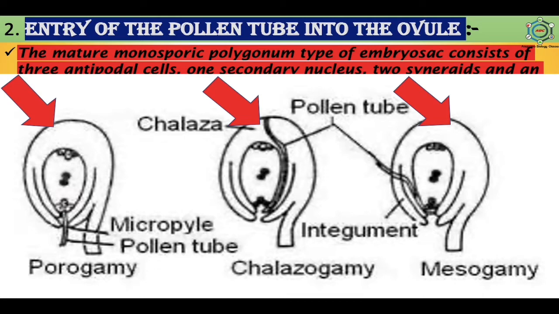And after the entry of the pollen tube by the micropyle, it pushes through the nuclear tissues and finally pierces the egg apparatus end of the embryo sac. So this is how the pollen tube enters into the ovule.